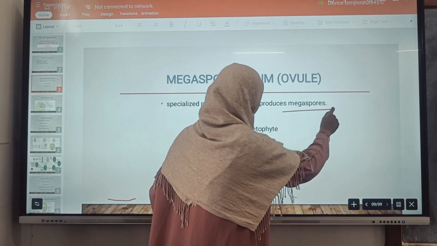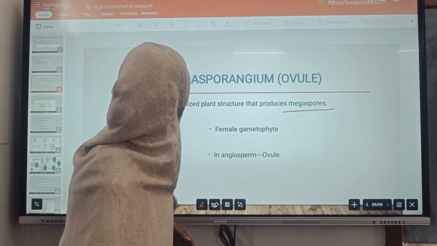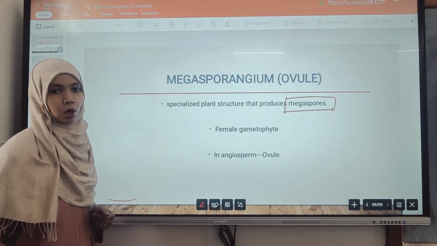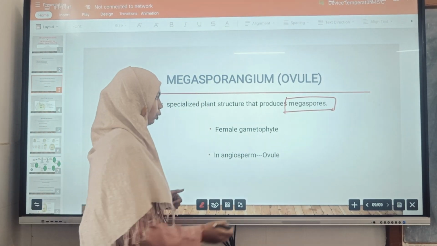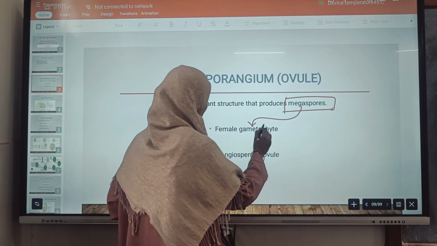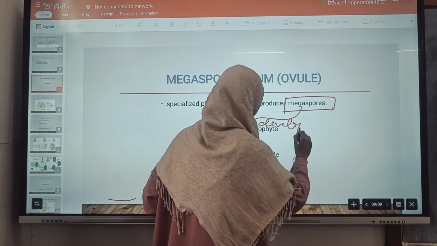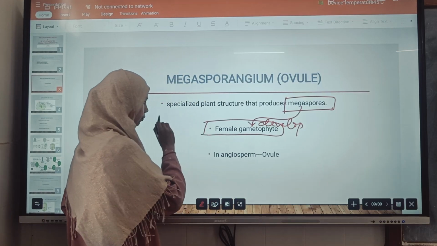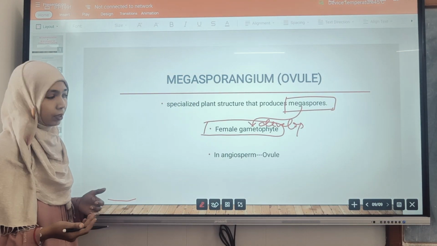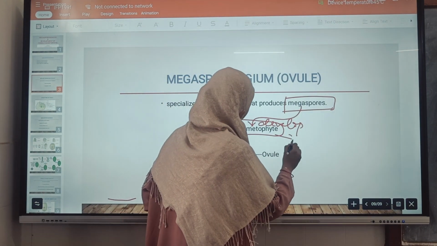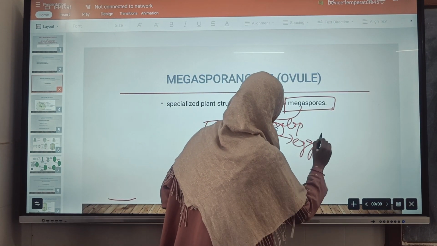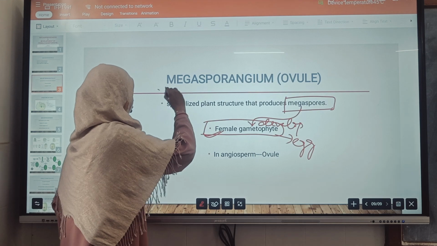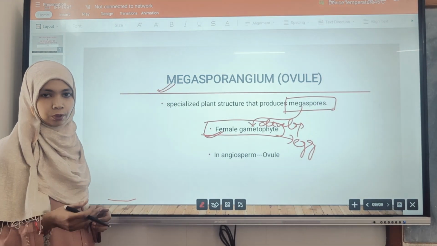produces megaspores. So what is the ovule? That ovule is a specialized structure present inside the ovarian cavity, and it forms the megaspore, and that megaspore is the structure which develops into the female gametophyte, which is the last structure formed after meiosis, or after megasporogenesis, for fertilization, because the egg cell is present inside this female gametophyte. So let us discuss the structure of megasporangium and where megasporogenesis takes place.